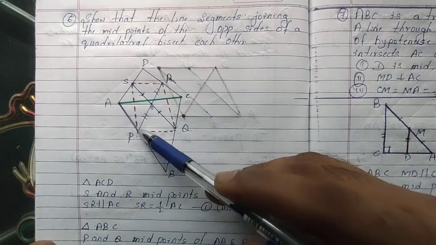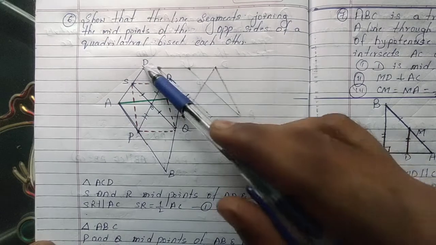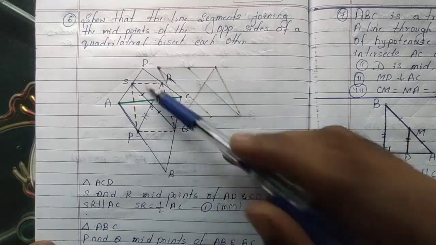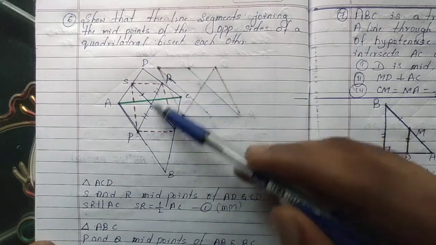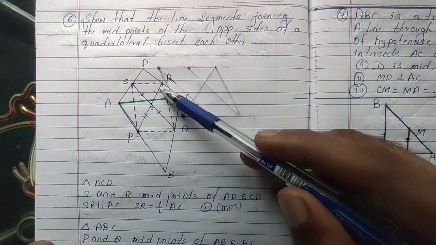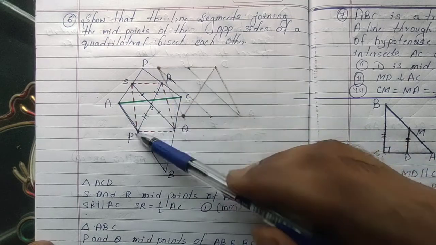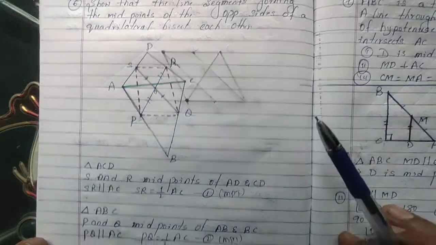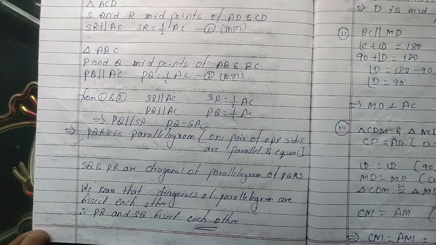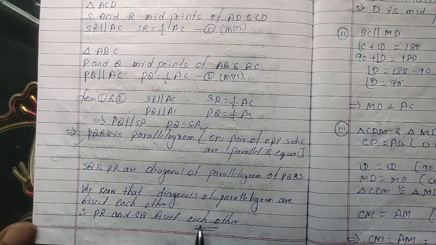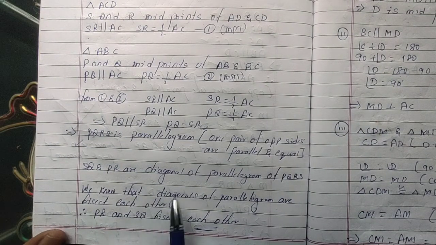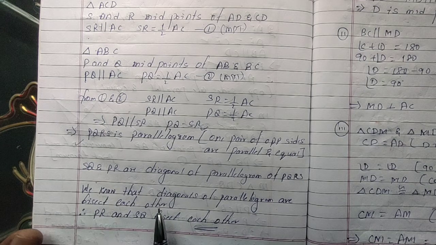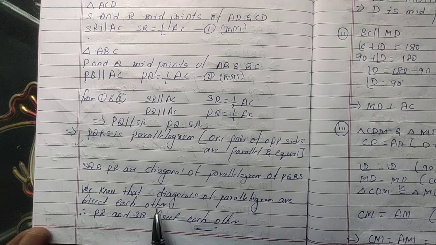Similarly, P is a midpoint of AB, R is midpoint of CD. These two are opposite sides. These midpoints of opposite sides I join. This line segment PR is also one of the diagonals of this PQRS. As we know that diagonals bisect in a parallelogram. We proved PQRS is a parallelogram. Then by the properties of a parallelogram, diagonals bisect each other.